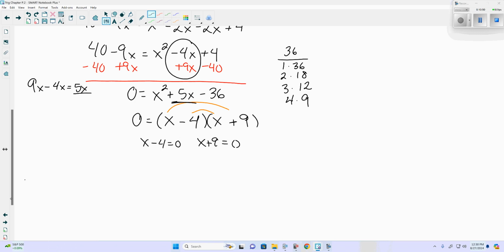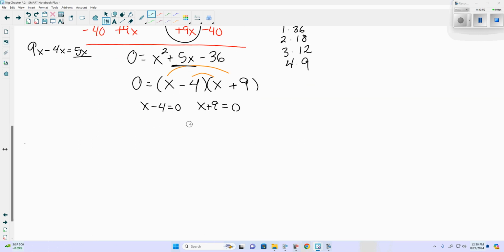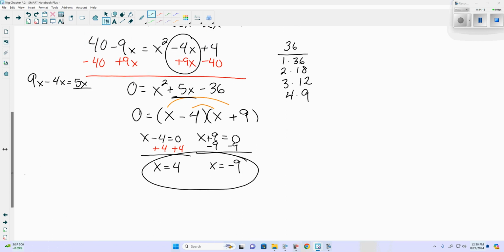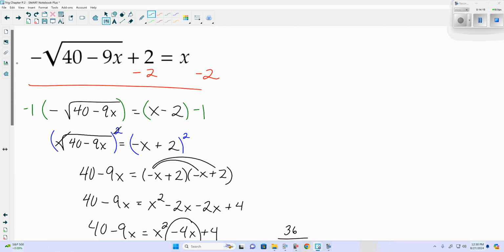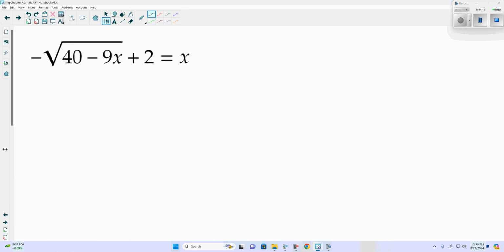Now when we solve this here, we'd have x minus 4 equals 0, and x plus 9 equals 0. So for our negative 4, we would add 4 to both sides. x is equal to 4. So it should have been positive 4 and negative 9 as our two solutions. Now at this point, we could go back and check our positive 4 and negative 9.